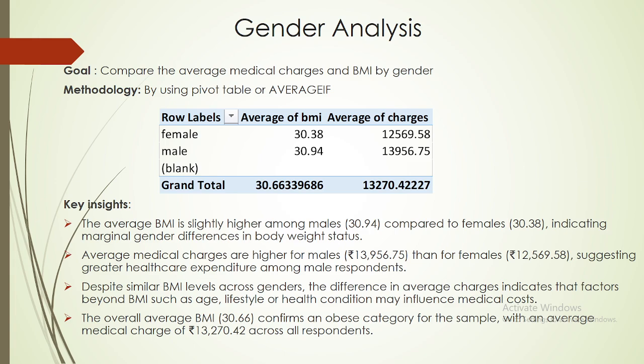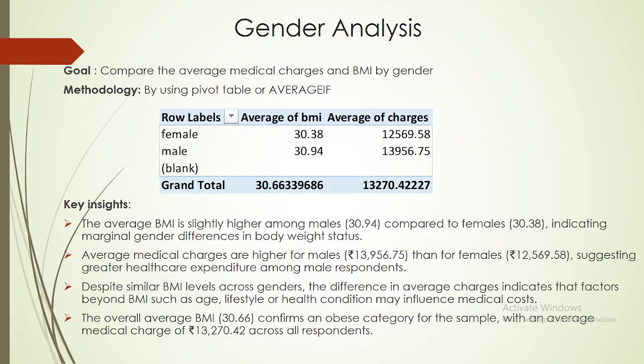We are going to calculate the average BMI and average charges across the gender, that is for male and female. For that I have used the pivot table, or we can also use AVERAGEIF, but here I have used a pivot table. It's quite simple, easy and more accurate than the AVERAGEIF formula, because that will take a huge time to calculate. If the data set is large, Excel sometimes gets stuck. That kind of difficulty I have faced when calculating by using the AVERAGEIF formula.